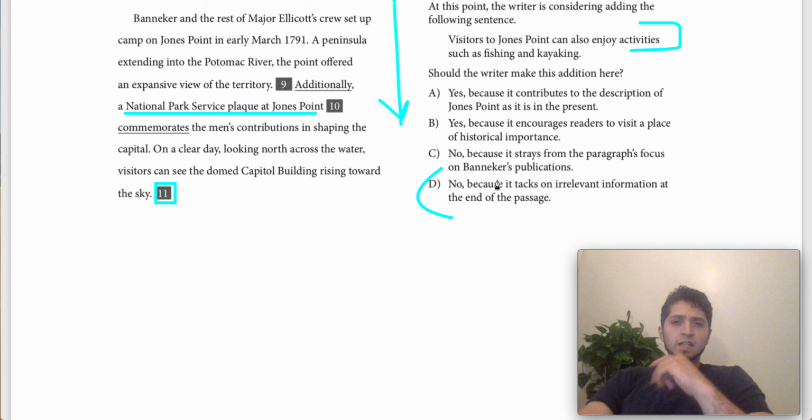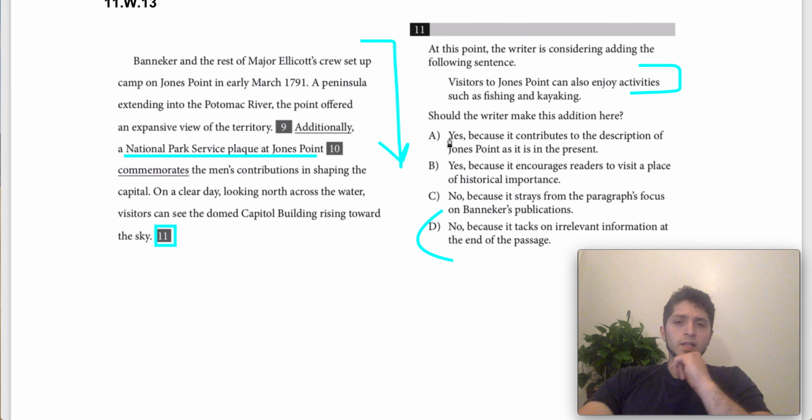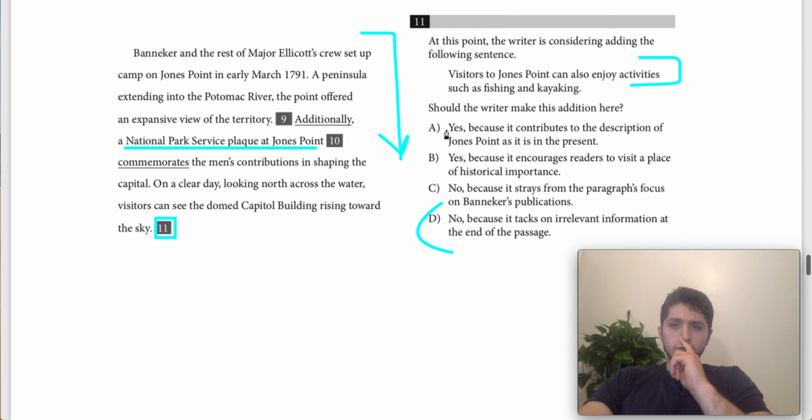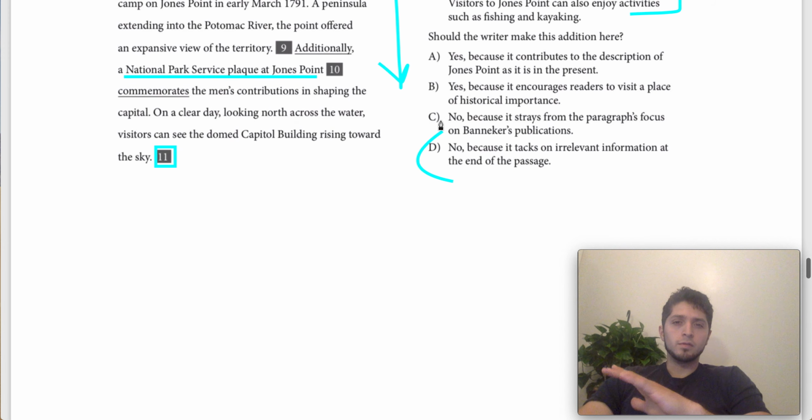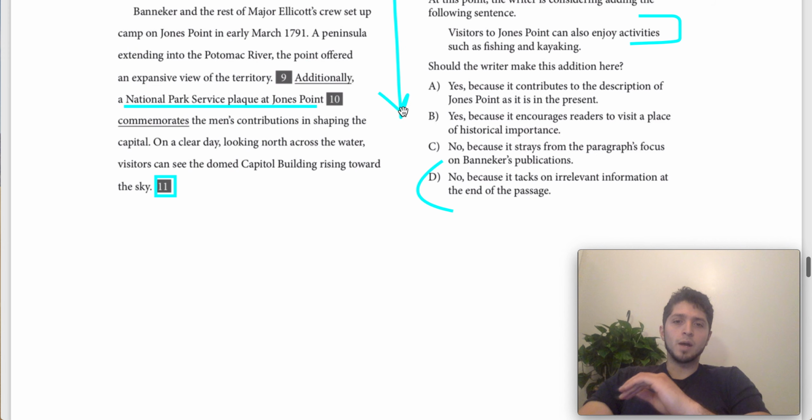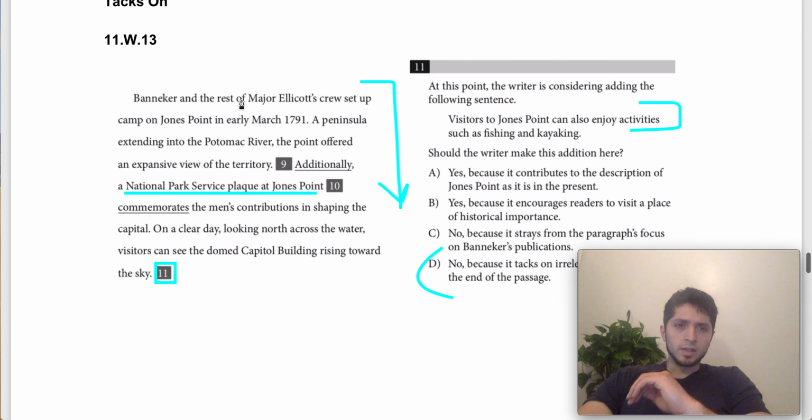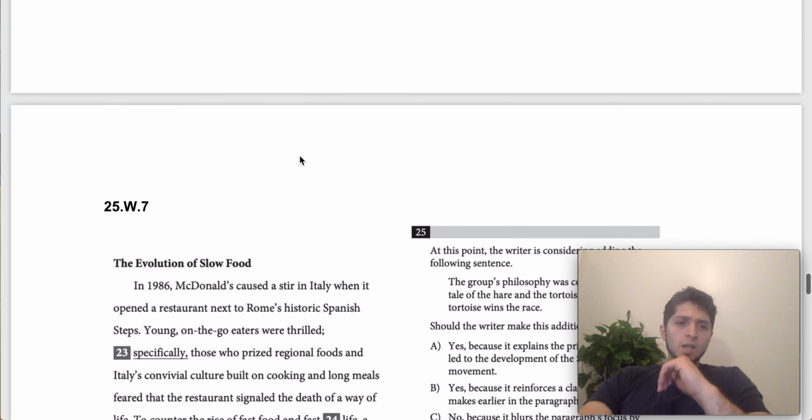Yeah, so I think that's right. The reason I'm hesitating is because I'm actually wondering if A is the correct answer here for this one. It contributes to the description of Jones Point as it is in the present. I don't want to think about it too much right here in real time. If I'm wrong, apologies. I'll correct it later on. But for that reason, I think this is a good example of something that's tacked on. Let's move on from that one.